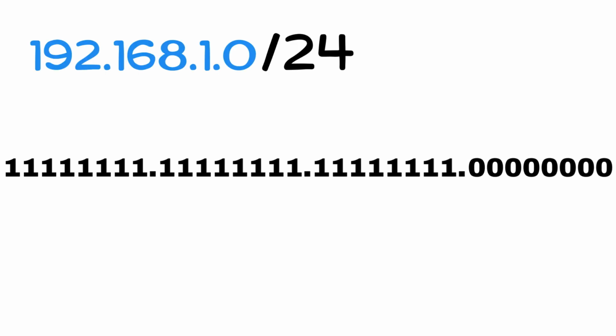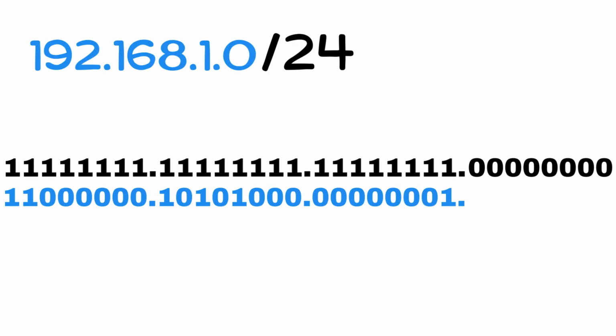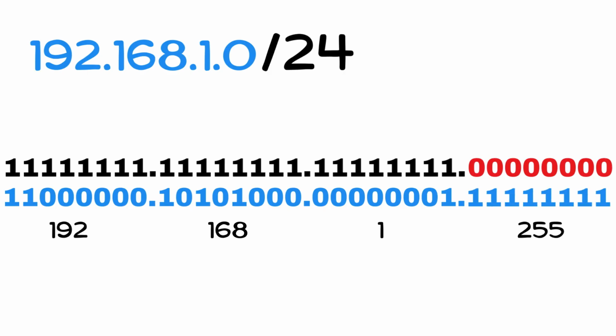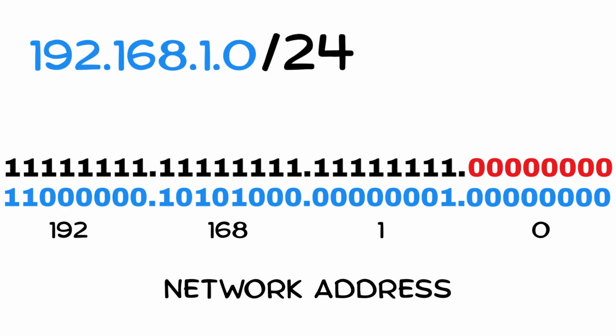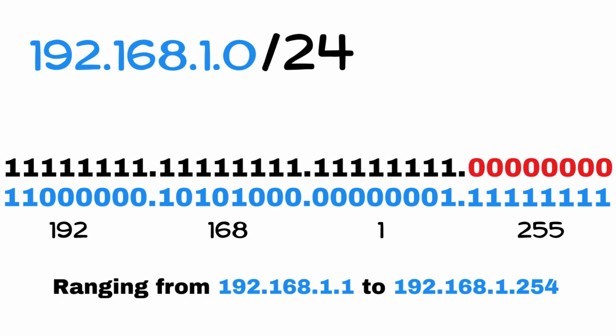A /24 subnet mask means 24 bits are turned on, and the remaining 8 bits are turned off. When we place the IP address under the subnet mask, we're only allowed to change the bits that are off. That means the first 3 octets stay the same, 192.168.1. The last octet can change from 0 to 255. The lowest address, ending in 0, is the network address. It represents the network itself. The highest address, ending in 255, is the broadcast address. That leaves us with 254 usable addresses for devices.